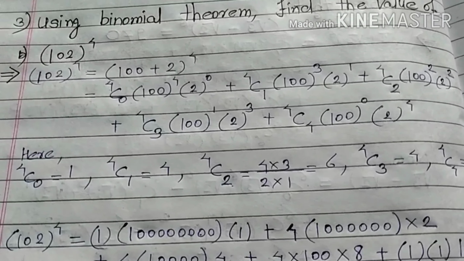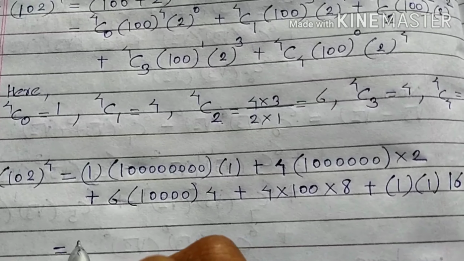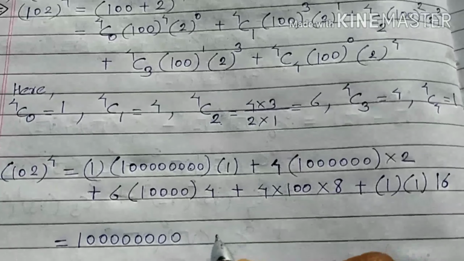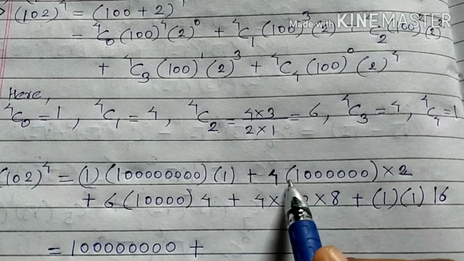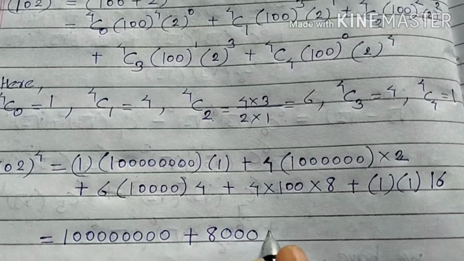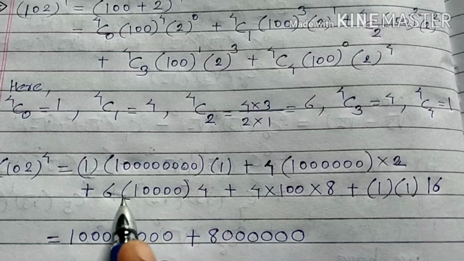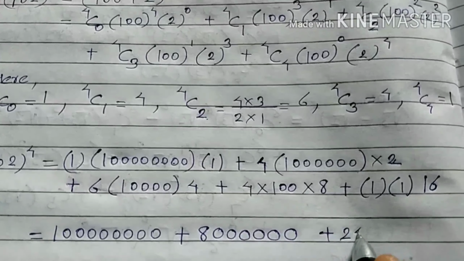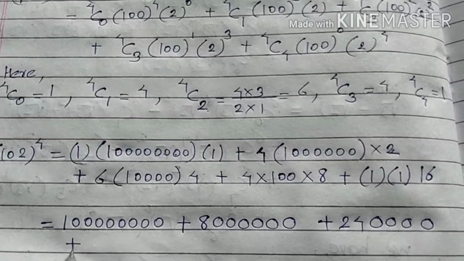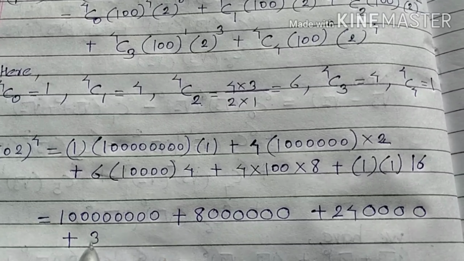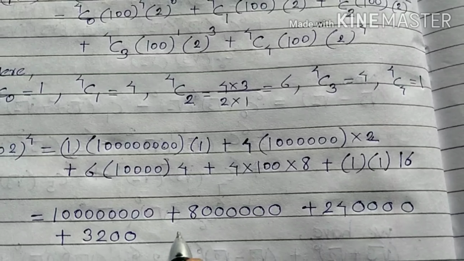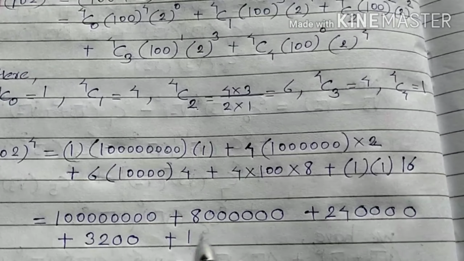Now multiply all the terms. So we get 1 followed by 8 zeros. Plus 4 into 2 is 8, and 8 with 6 zeros. 6 into 4 is 24, with 4 zeros. Plus 4 into 8 is 32, and this is into 100, so it is 3200. Okay, and it is 1 into 1 into 16, which is equal to 16.